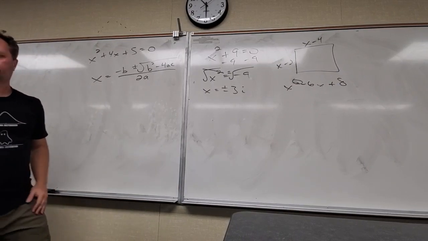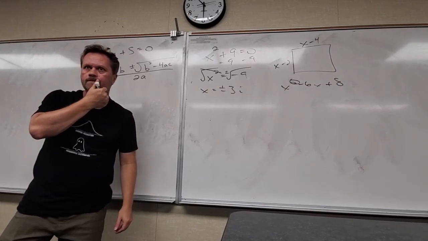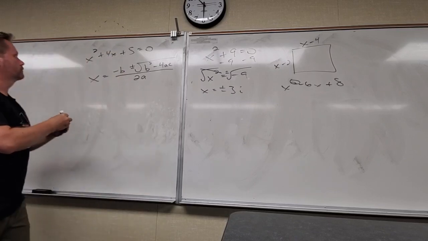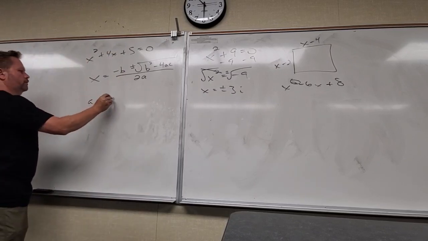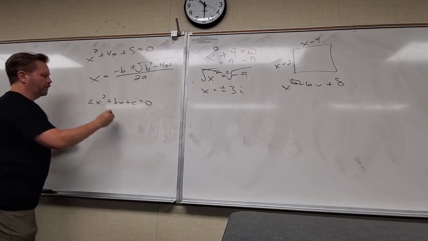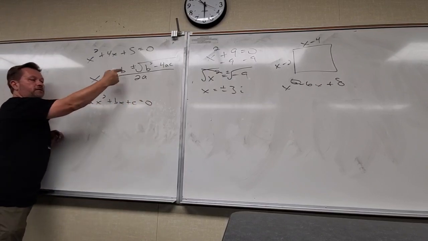I don't remember which numbers are a, b, and c though. Is it the middle one? It's just left to right: ax squared plus bx plus c. So if you solve this, you get this.